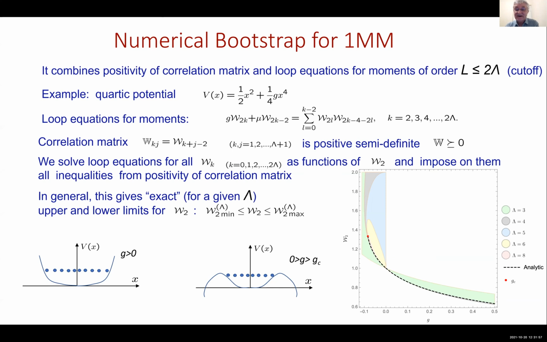Again, I repeat that the solution of the Hamburger moment problem provides us with the firm ground for the application of this method in one matrix model, because the correlation matrix has this form. It depends on k plus j. But now we go to more complicated examples.